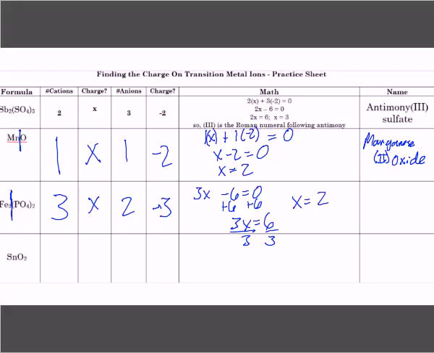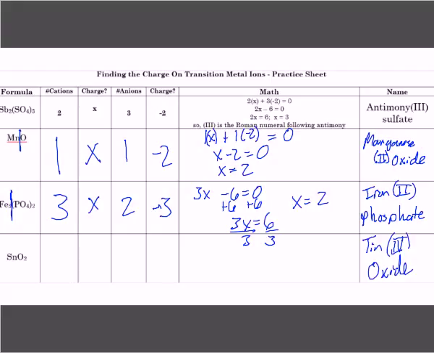What does x equal here? 2. What's the name of this compound? Iron 2 phosphate. Absolutely. I want you guys to go through and work the front side of this page, and then we'll go through it together.